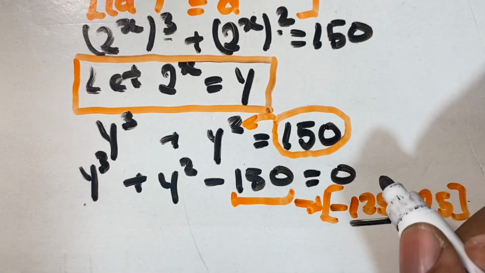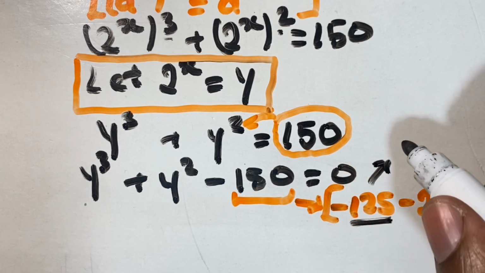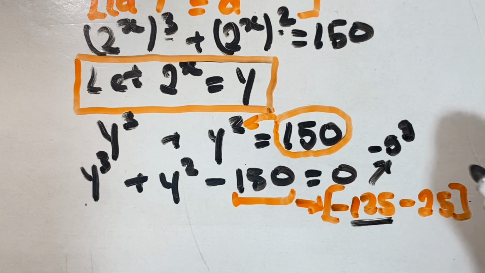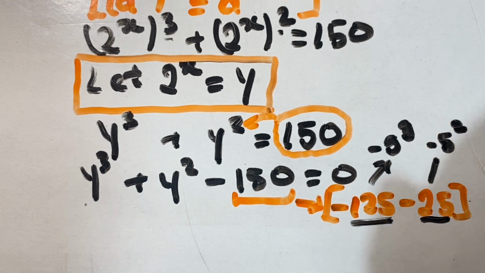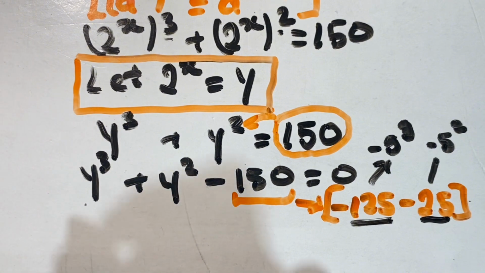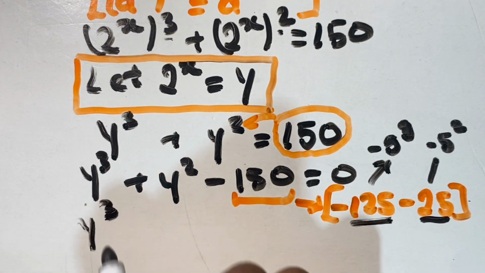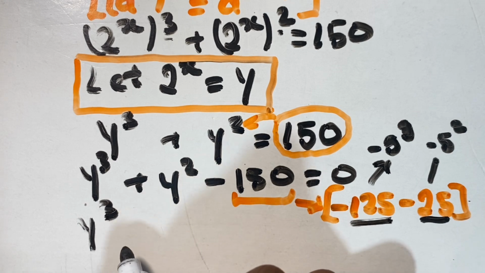If you look closely at our two numbers, we know that 125 is a cubic number. It is 5 to the power of 3, right? And then we look at our 25, that's actually a squared number, that's 5 squared. So taking these numbers can allow us to factor our equation. So let's go ahead and see how that helps us in our solution.